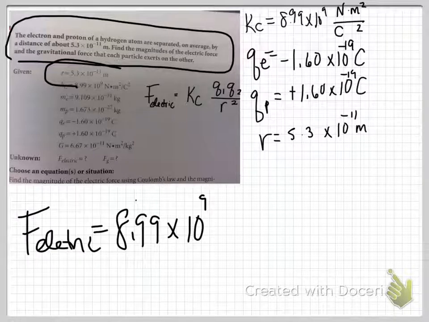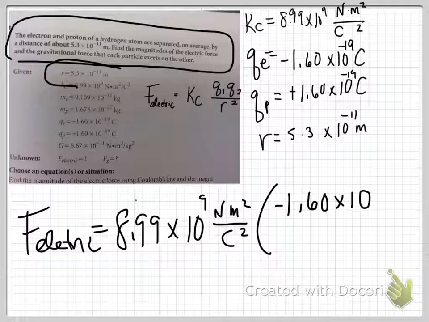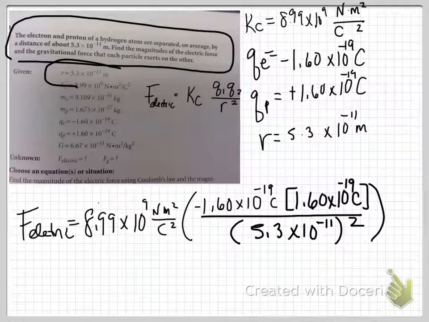8.99 times 10 to the 9th newton meter squared over coulomb squared, times the quantity negative 1.60 times 10 to the negative 19th coulombs. This problem looked particularly thorny. Why? All those exponents. Yeah, not a whole lot of fun. So if you remember my general recommendation for this, do everything you need to with the prefix parts, then deal with the exponents.